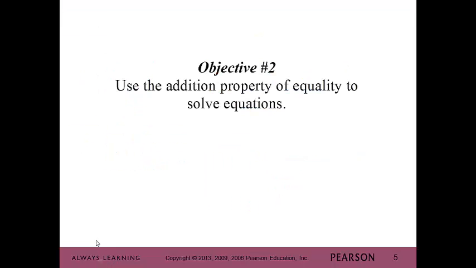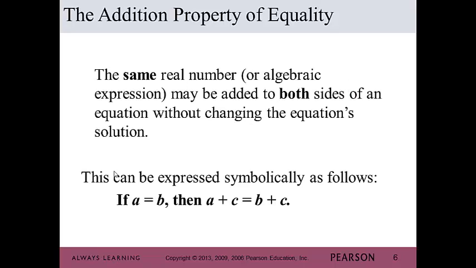All right, now objective 2. Let's use the addition property of equality to solve equations. So the addition property of equality says the following. The same real number may be added to both sides of an equation without changing the equation solution. This can be expressed symbolically as the following. If a equals b, then a plus c is equal to b plus c.